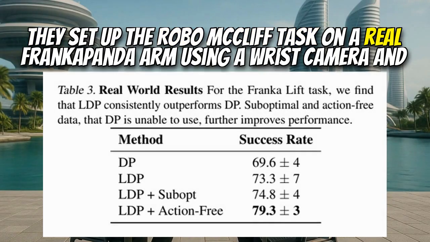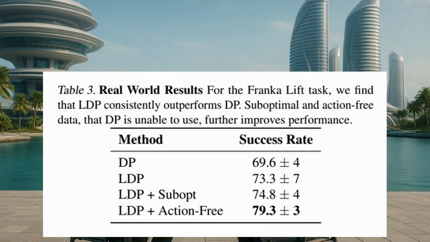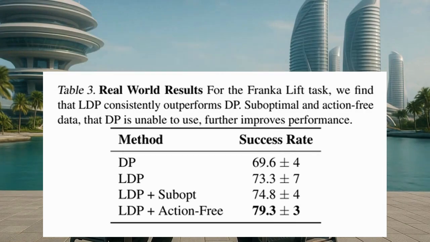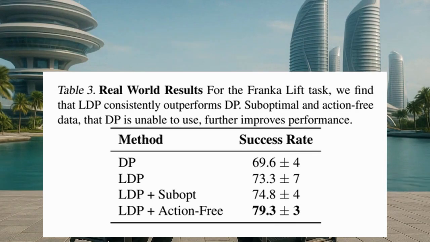They did. They set up the Robomimic Lift task on a real Franka Panda arm using a wrist camera and teleoperation with an Oculus headset for data collection. They collected expert demos, some suboptimal trajectories, and some action-free video. And the results mirrored the simulation findings.